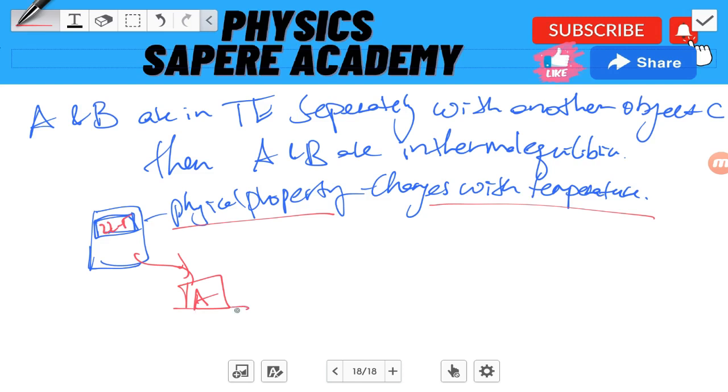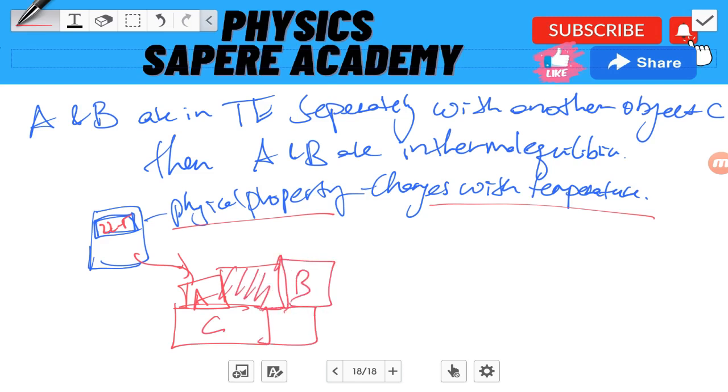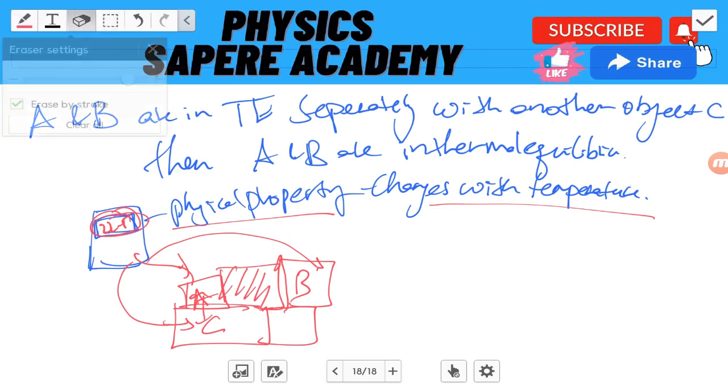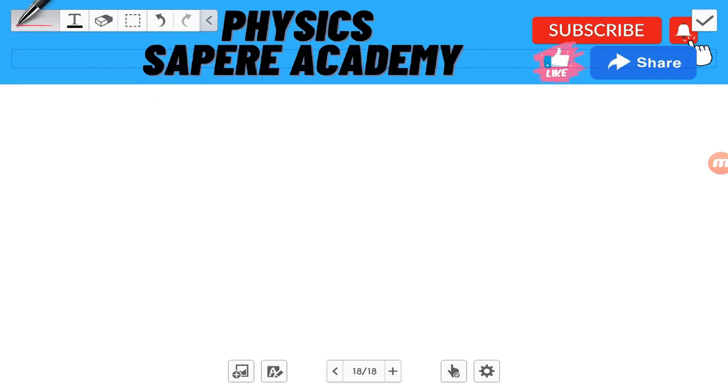And here this object A is in thermal equilibrium with C. It's in contact with C. And this C is also in contact with another object B. Now let's use the same machine, and I get the same number. Since this physical property that changes with temperature is the same for both, we can imply that these two objects are in thermal equilibrium. When I put it on B, I also get the same number. Now this implies that object A, object B, and object C are all in thermal equilibrium, because this value of the physical property is constant for all.